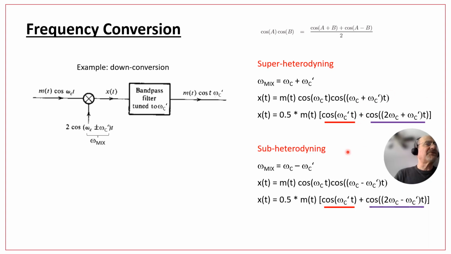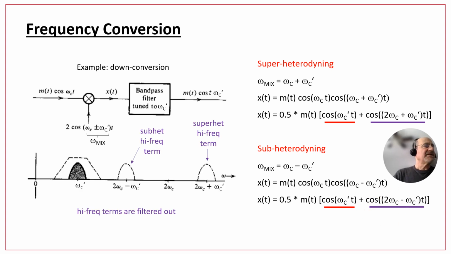If we use the strategy of sub-heterodyning, the omega mix will be omega c, the original frequency, minus the target frequency. You can write the signal as cosine of omega c minus omega c prime, times t. Again, using the trigonometric identity, you can show that the result is 0.5 m of t cosine omega c prime t, that's the desired term, plus the byproduct or high frequency component. In the spectral picture, you will see that the desired component falls exactly at the desired frequency omega c prime, and then there's a high frequency term that needs to be filtered out.